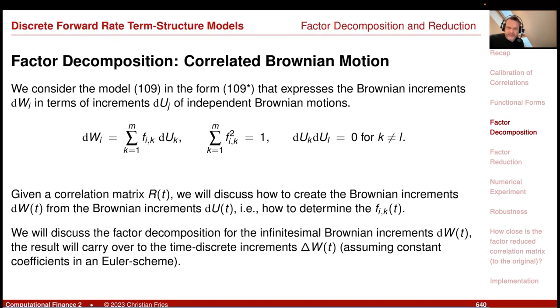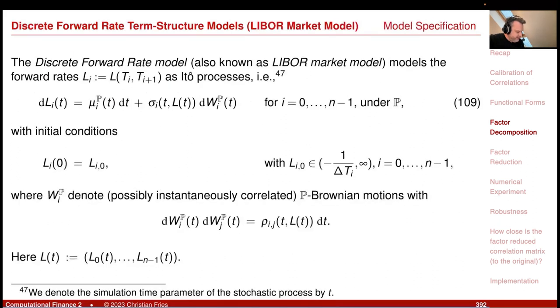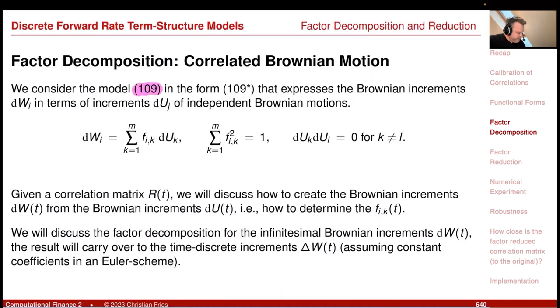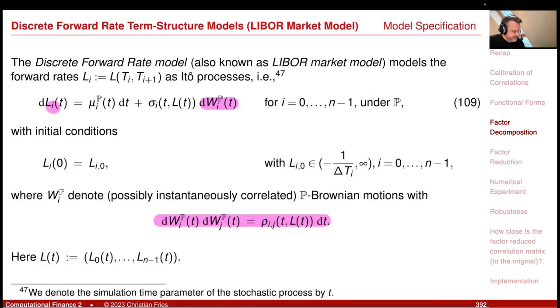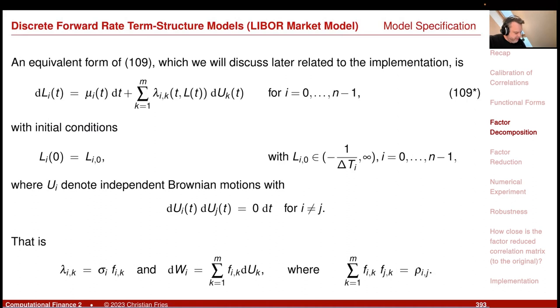So we consider our model. That was version 109, the one that has the Brownian driver separately for each forward rate and then has a correlation model. We consider this one in this alternative form, 109 star. That's the one where we have independent Brownian increments composed together with some factor loadings. These factor loadings, lambda ik, contain the volatility function and our Fik. So actually, the important thing is that we have this decomposition: dWi is my Fik dUk.